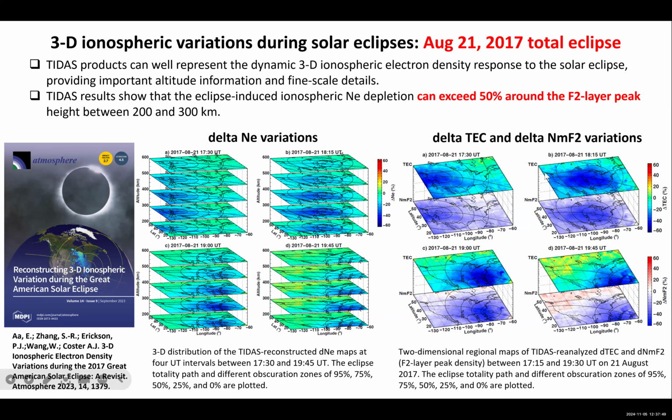And this is the delta TEC and the delta NmF2 variations during the 2017 total eclipse that occurred 7 years ago. We can see TIDAS shows us the electron density depletion can exceed 50% around the F2 region peak height between 200 to 300 kilometers. The reduction can exceed 50%. So that's very large for the 2017 eclipse.